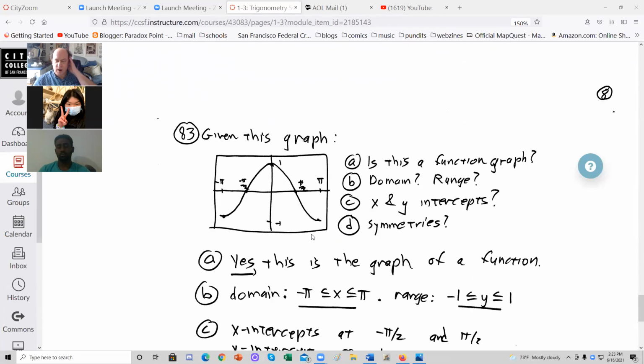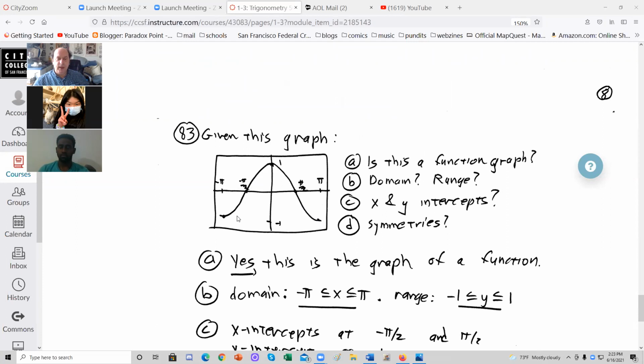All right, here we have a graph. Evidently the graph, later we'll see this looks a lot like a graph of a cosine function, so be it. Is this a graph of a function? Yes. Every vertical line meets it once. What's its domain? What's its range?